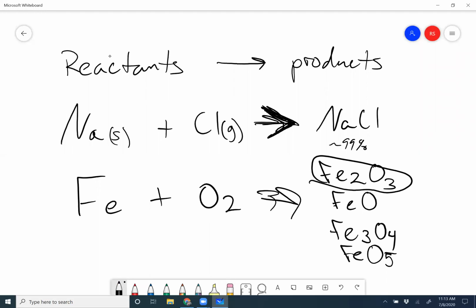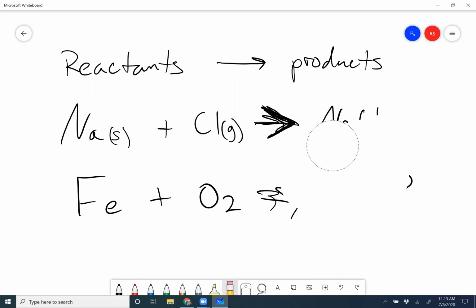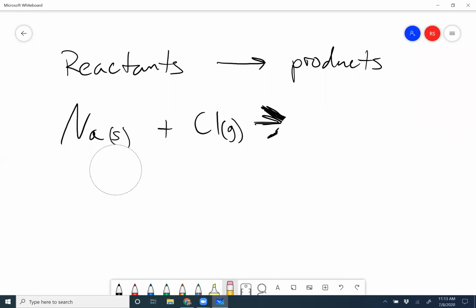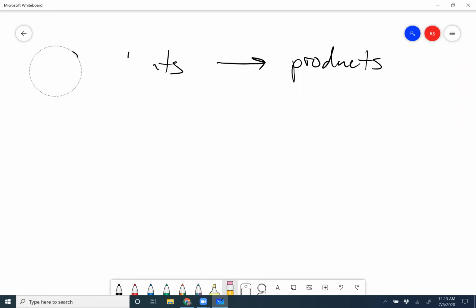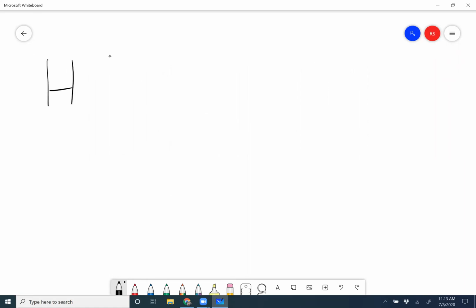But again, we use a yield arrow because it's not equal. It's not 100% of the time. So when it comes to writing a reaction, say for instance, we have hydrogen reacting with oxygen. Well, hydrogen and oxygen are diatomic molecules, so that means they exist as H2 and O2. But when they react together, they will produce water.